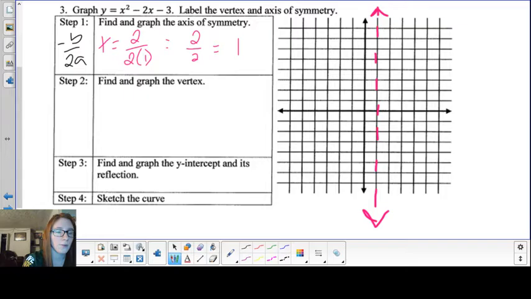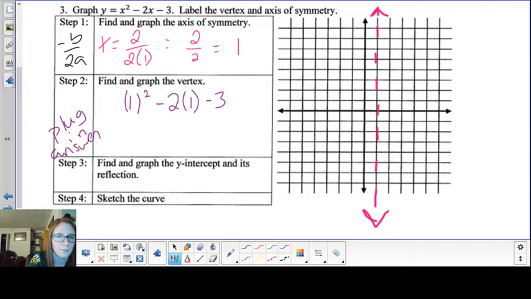So, in my steps, it makes no sense if I just write, I'm going to say "plug in answer." Just go with that, plug in answer. So, I have 1 squared minus 2 times 1 minus 3. So, I have 1 minus 2 minus 3. 1 minus 2 is negative 1, minus 3 more is negative 4. So my vertex is 1, negative 4.